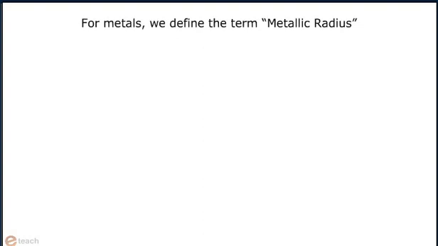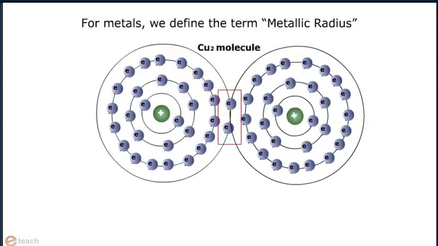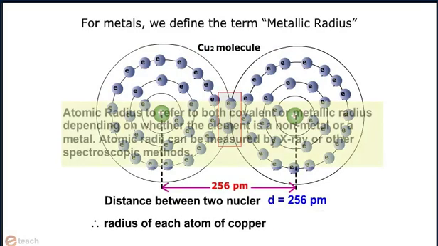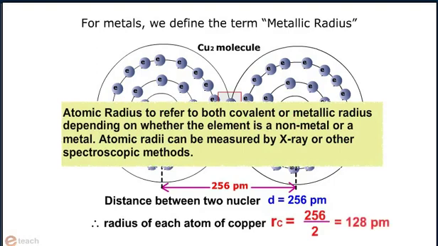For metals, we define the term metallic radius. It is half of the distance between the two nuclei. Atomic radius refers to both covalent or metallic radius depending on whether the element is a non-metal or a metal. Atomic radii can be measured by X-ray or other spectroscopic methods.